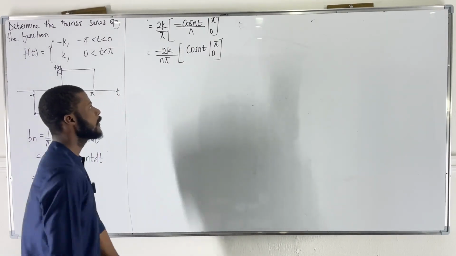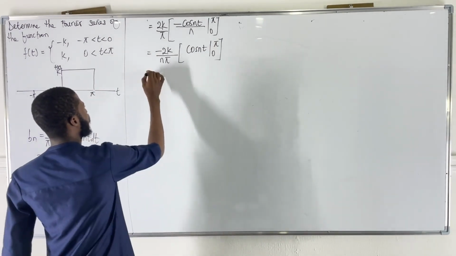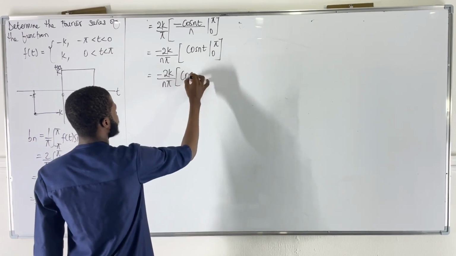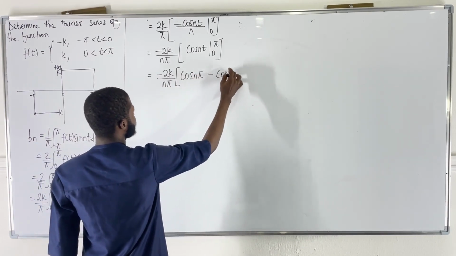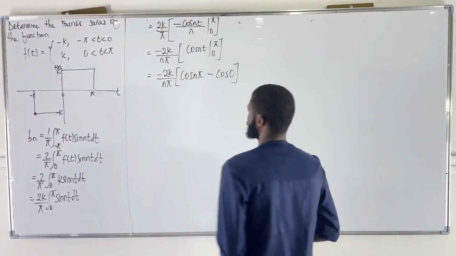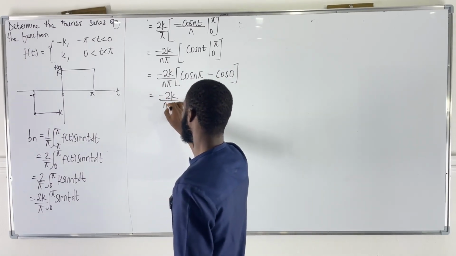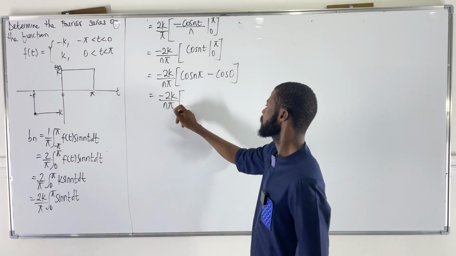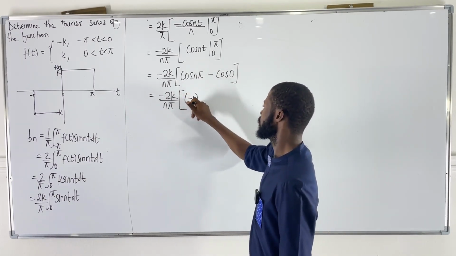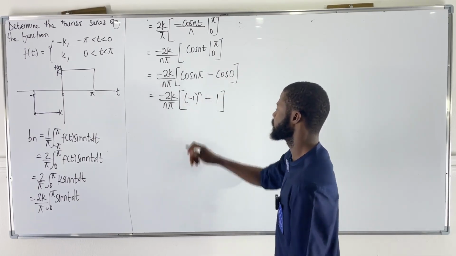Now what I'm going to do next is, anywhere I see t, I'm going to put pi. So this will become minus 2k over n pi into cos n pi minus cos 0. So I just evaluated the limits. That's what I just did. So this is minus 2k over n pi. Then cosine of n pi has a special value, and it's minus 1 to the power of n. Minus cos 0 has its own special value as 1.